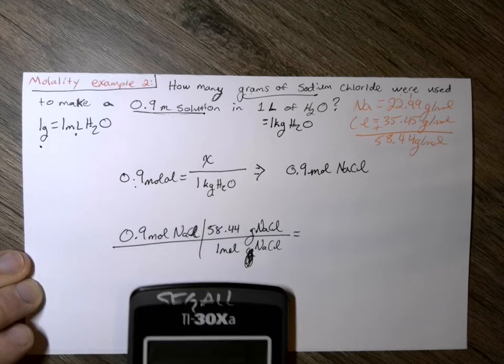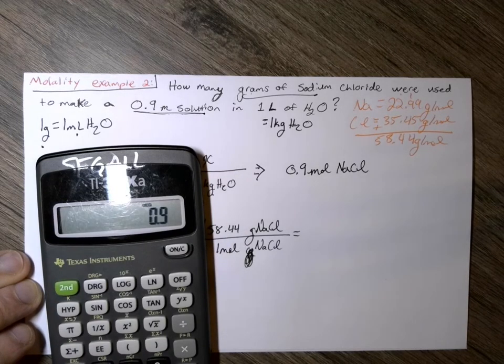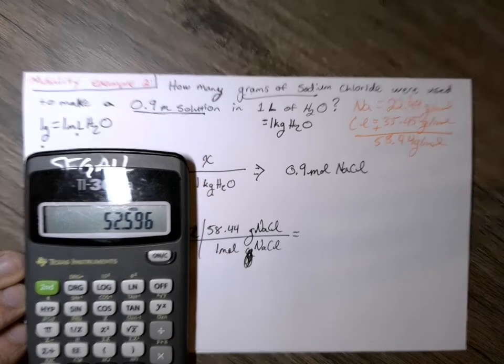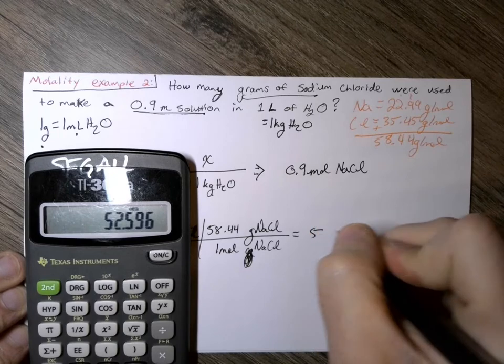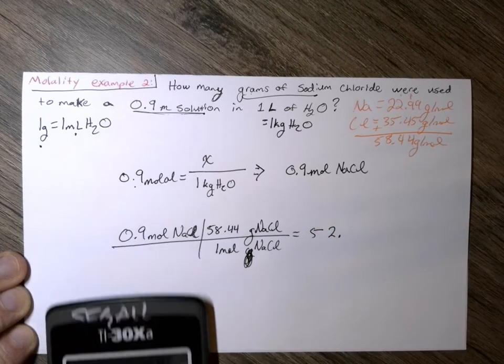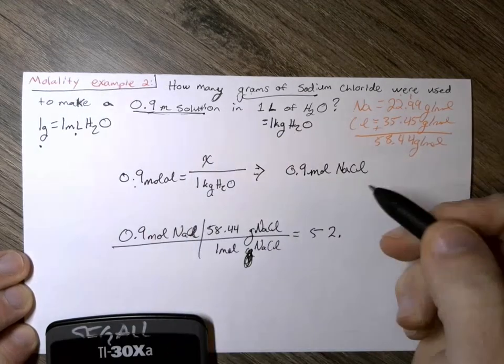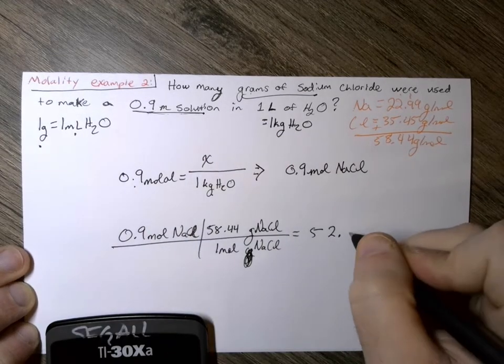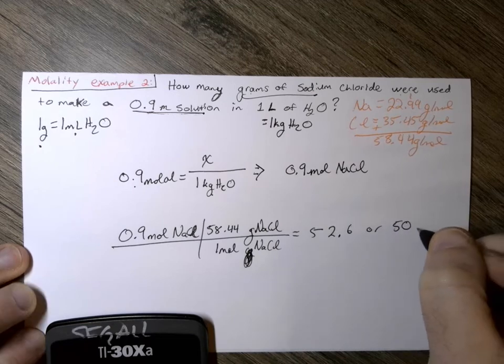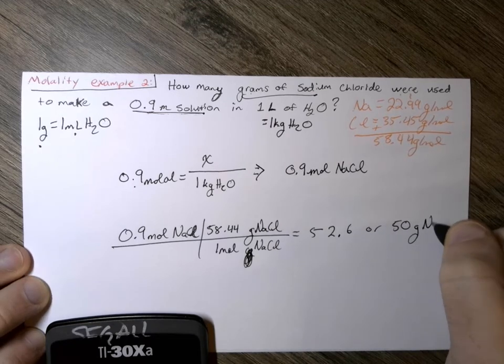So I've got 0.9 times 58.44. So 52.6, but in this case, I only have one significant figure here. So, or 50 grams of NaCl.